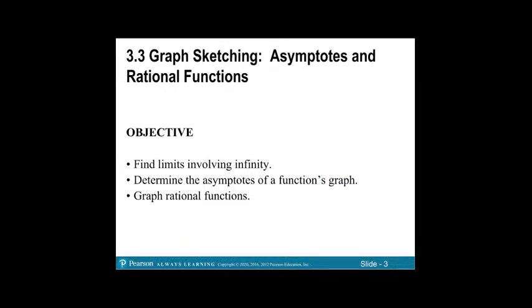asymptotes. Here, let's hop over here. Maybe it'll be a little bit faster. Asymptotes and rational functions. Some objectives here: find limits involving infinity, determine the asymptotes of a function's graph, and then graph rational functions, okay? So let's explore some of the concepts here.